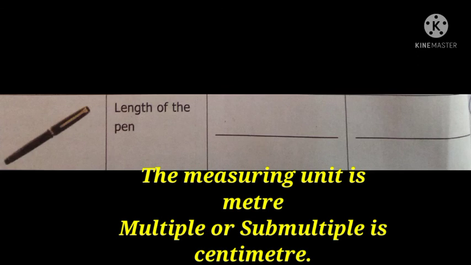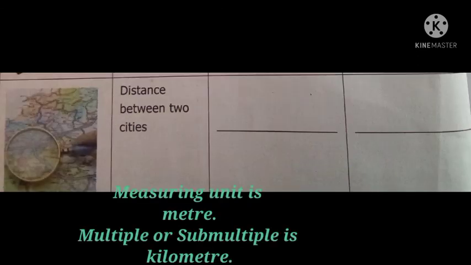And next you have the distance between two cities. How will you measure? What is the unit? It is meter. And what is the multiple or submultiple? We cannot use a meter, it is a big one. So the multiple unit is kilometer.